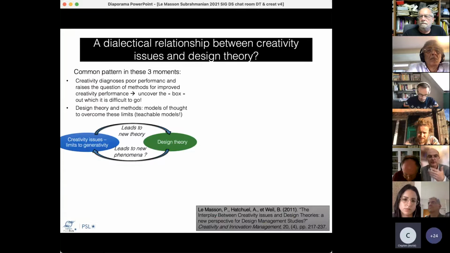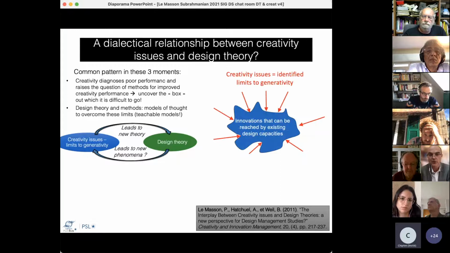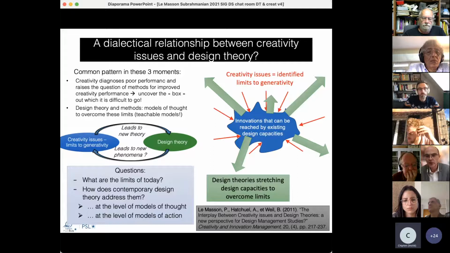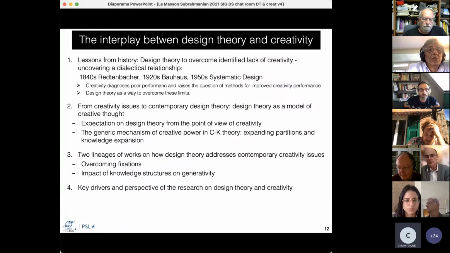So we see a dialectical relationship where we thought there is separation. Creativity diagnoses a poor performance and even tries to measure it occasionally. It raises the question of methods for improved creativity performance. In a way, it uncovers the box out of which it's difficult to go. And design theory appears as a way to go out of the box. So there are these limits, and design theory tries to stretch the design capacity to overcome the limits. So immediately you understand the question for us today. What are the limits of today, or what were the limits in the past decades that pushed to develop advances in design theory? And how do these advances account for new models of thought and new models of action? This is part two, to see what were the expectations and how design theory addresses these expectations today.